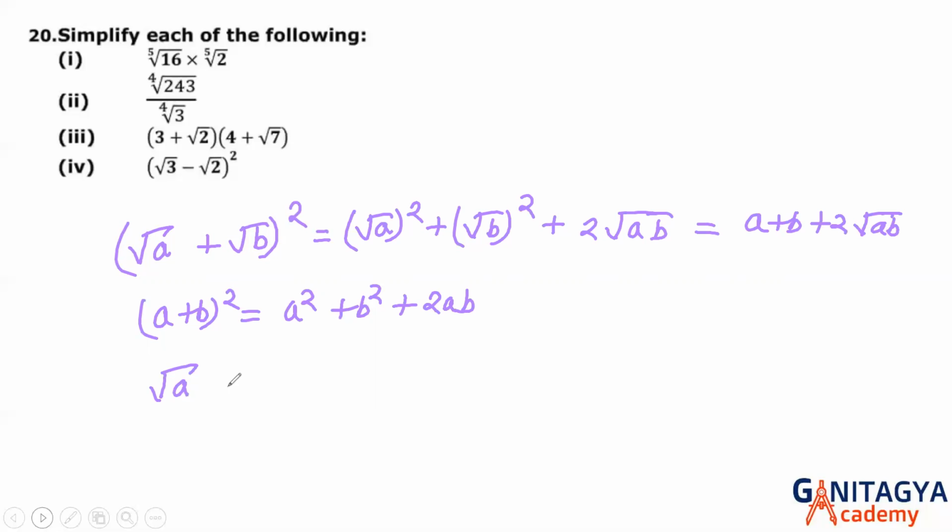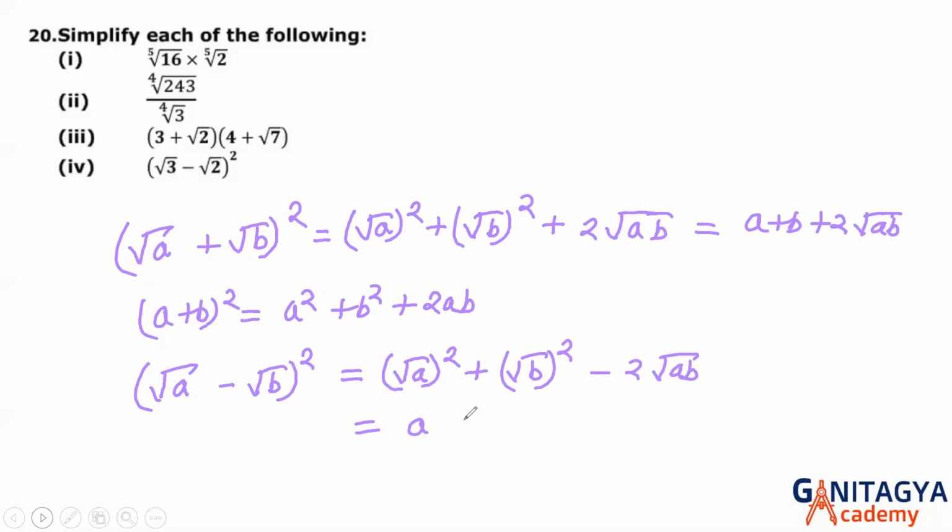So (√a − √b)², that will be (√a)² + (√b)² − 2√a·√b. So this will be a + b − 2√(ab). So this will be done. Okay, so with the help of all these properties, you can solve these 4 questions very easily. So write this, then we will solve these questions.